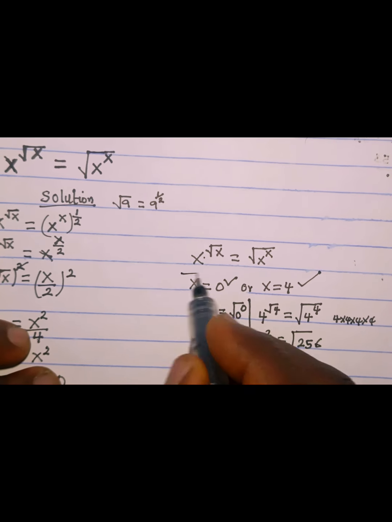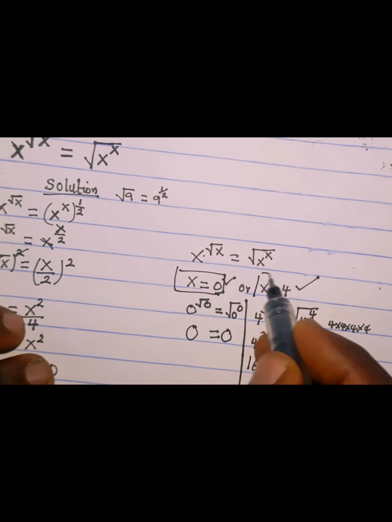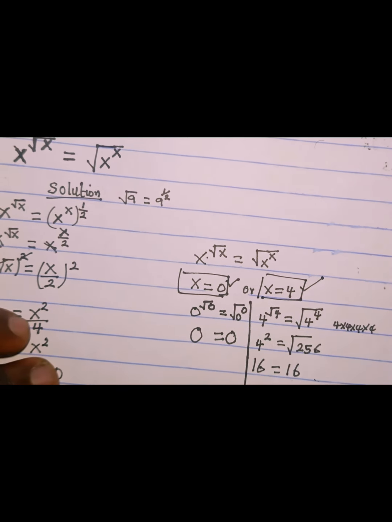So therefore, we can say x equal to 0 and x equal to 4. Both of them satisfy the given problem.